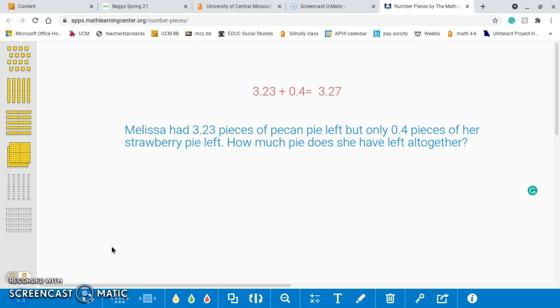Melissa had 3 and 23 hundredths pieces of pecan pie left, but only 4 tenths pieces of her strawberry pie left. How much pie does she have left altogether? That is a very specific problem, but I can help the student visualize better.